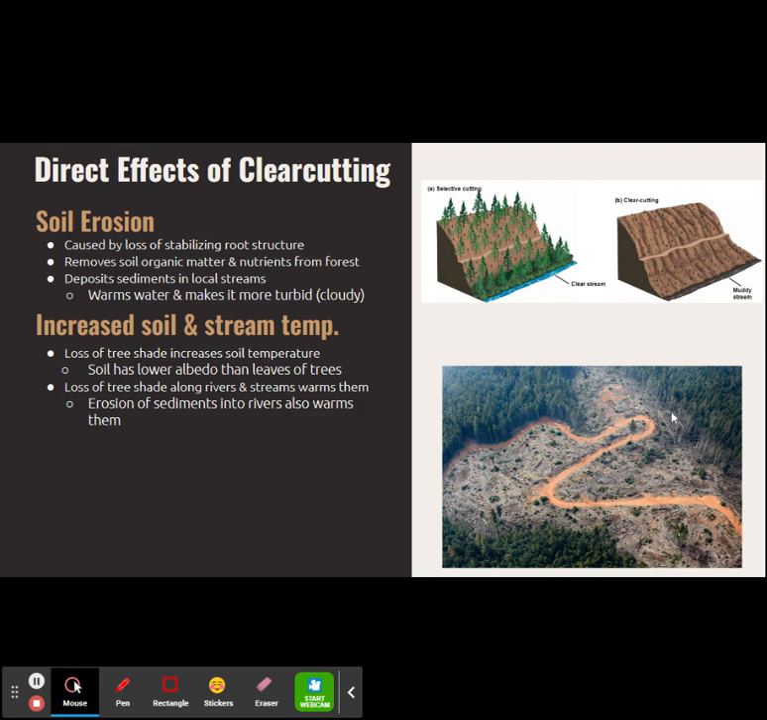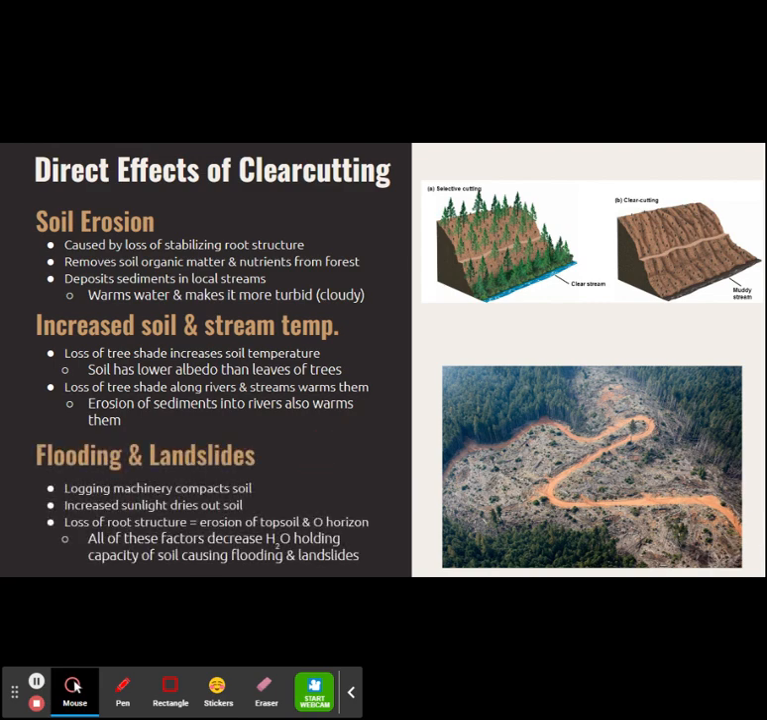So the sediments themselves also bring heat into the water, raising its temperature, which can be harmful to species like fish that need high oxygen levels in the water, as increased temperature decreases the amount of dissolved oxygen in the water. And finally, we have the increase in occurrence of flooding and landslides or mudslides.